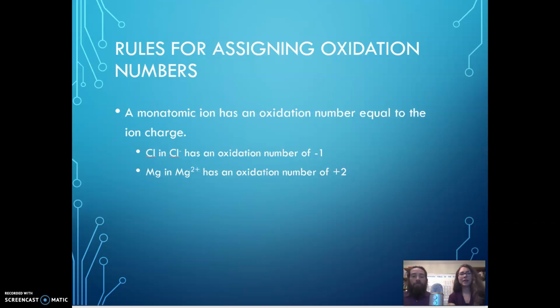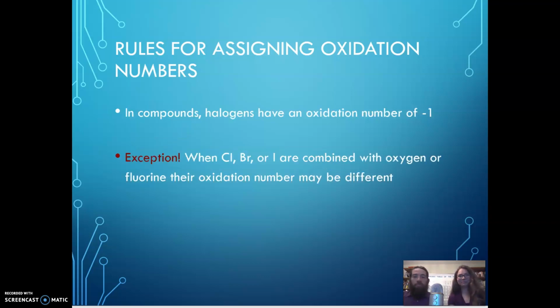Elements, 0. If it's an ion, the oxidation number is the ion charge. Well, that's easy. So that goes back to our simple example of our zinc and our copper. Those went to actual ions. So that's why it was so easy to see who gained and who lost. So there's another simple rule.